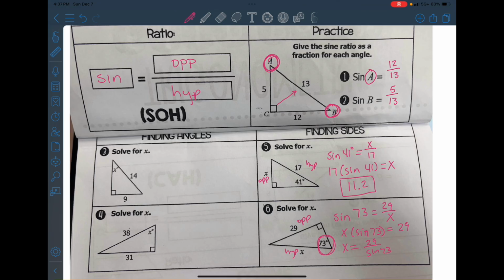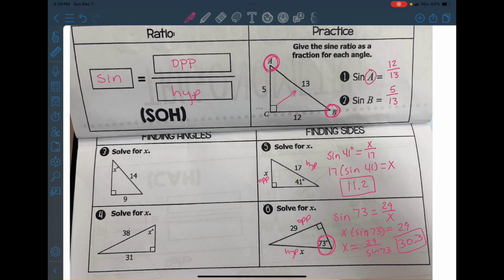Anytime you have x, or whatever variable you're using, on the bottom, you're going to end up dividing at the end. So we have 29 in your calculators divided by sine of 73. And if you round it, you get 30.3.